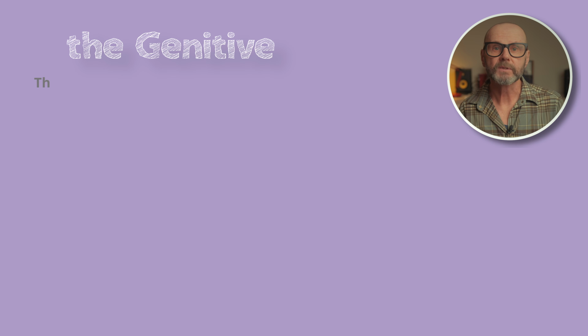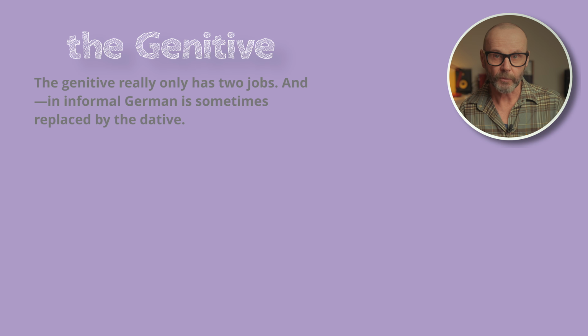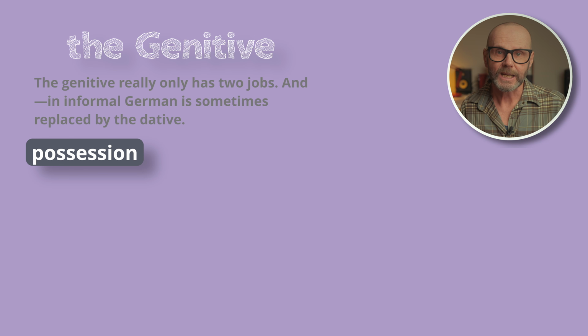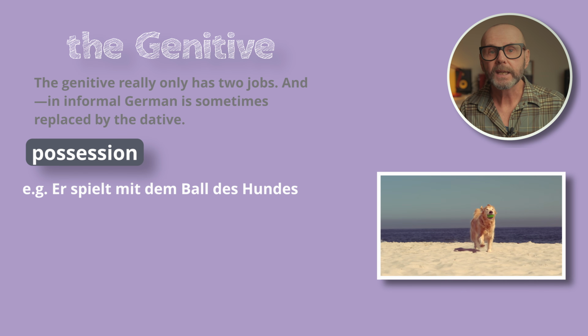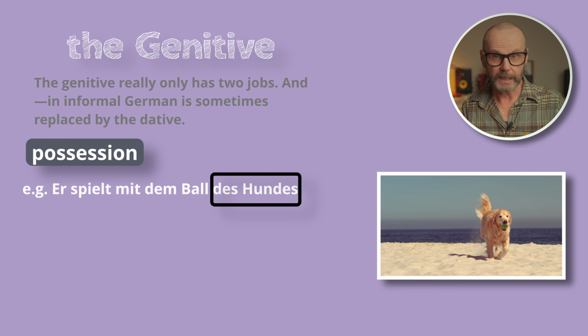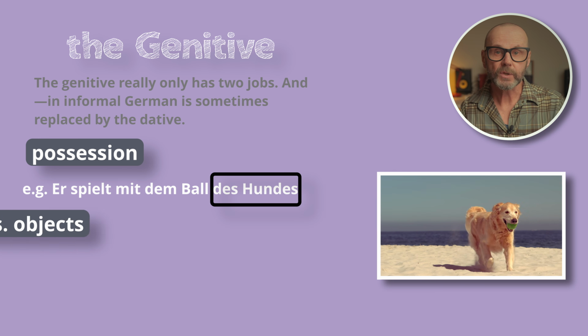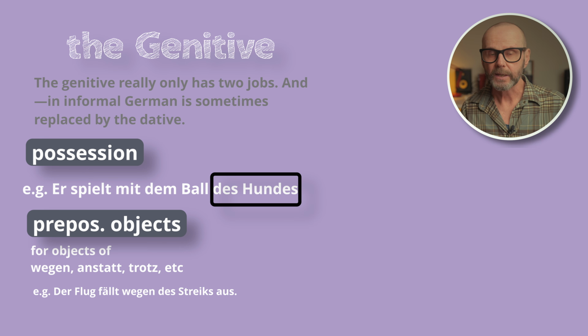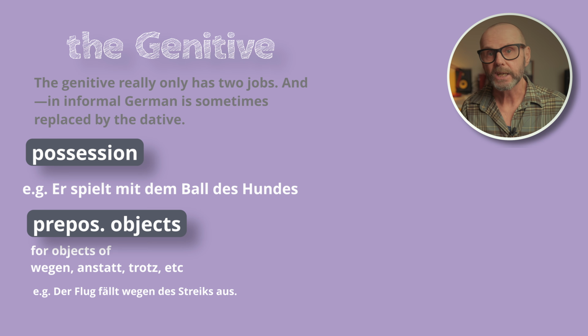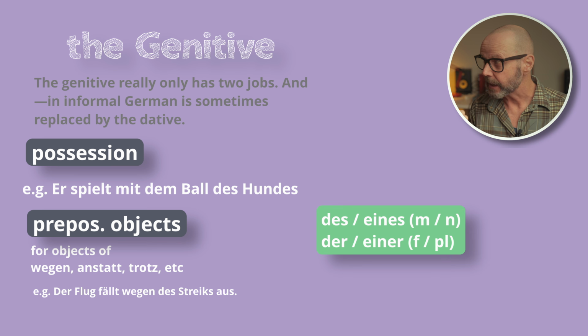Well, this just leaves us with the genitive, which we covered in a recent video, and if you missed it, you can watch it up here somewhere. The genitive really only has two jobs. Firstly, it indicates possession, that one thing is another's. And secondly, it indicates the objects of some prepositions, often the same ones in English that contain the word of, like instead of, because of, in spite of, and so on. It can be recognized because we'll be using these articles.